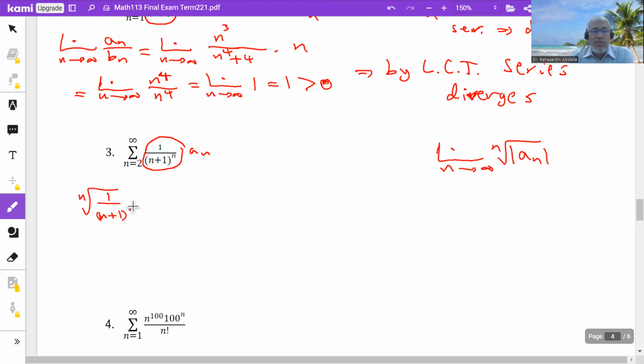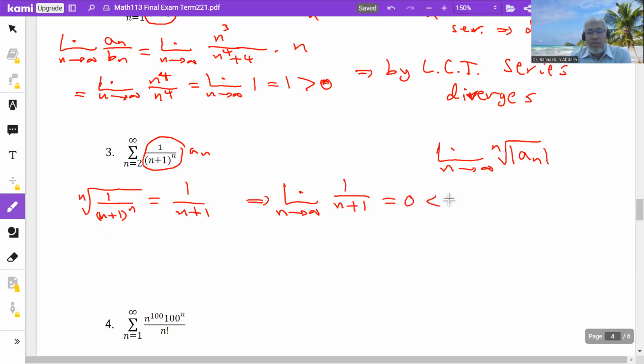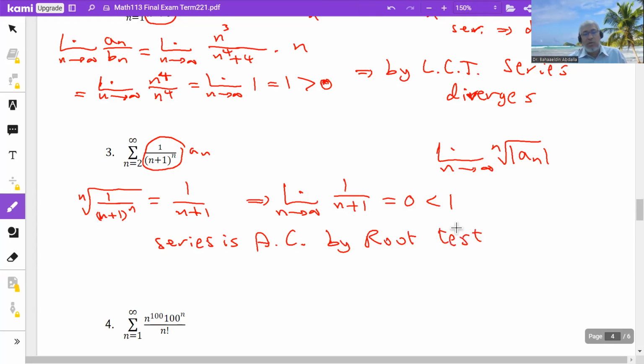Well, the nth root of 1 is just 1, and n will cancel with n, and the nth root of n plus 1 to the power n would be just n plus 1. So this is the nth root of an. So now I need to find the limit of 1 over n plus 1 when n approaches infinity. Infinity plus 1 is infinity. 1 over infinity is 0. 0 is less than 1. If this limit is less than 1, then the series is absolutely convergent by root test.